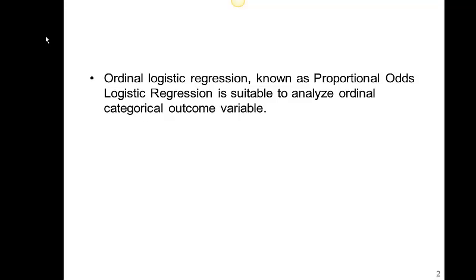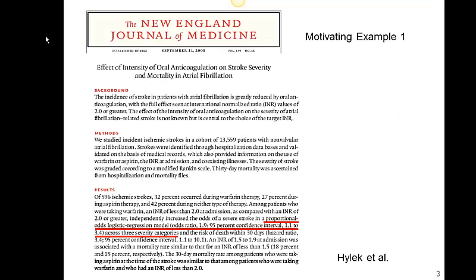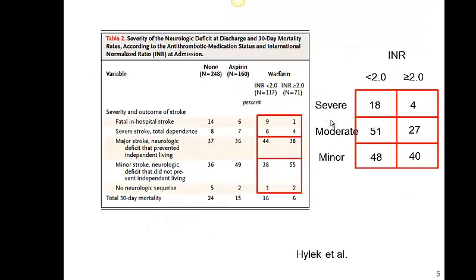severity: mild, moderate, severe. And today's motivating example is from a paper published in the New England Journal of Medicine, assessing the effect of intensity of oral anticoagulation on stroke severity in AFib patients. The outcome variable they used in this analysis is stroke severity, which was originally quantified using a 5-category scale: no deficit, minor stroke, major stroke, severe stroke, and death in hospital due to stroke. And what they did is they categorized these 5-level data into 3 levels.